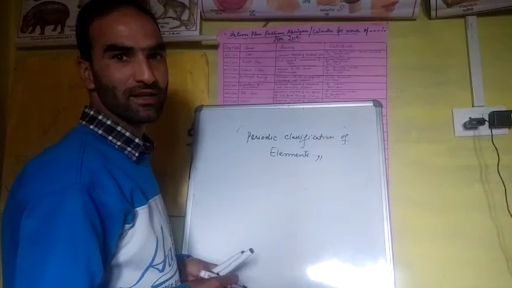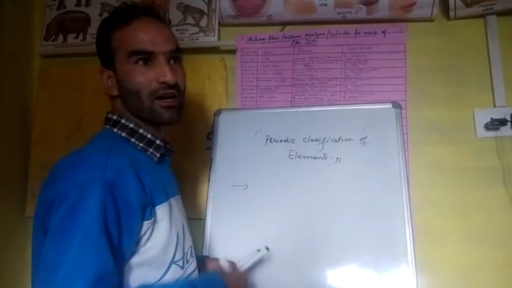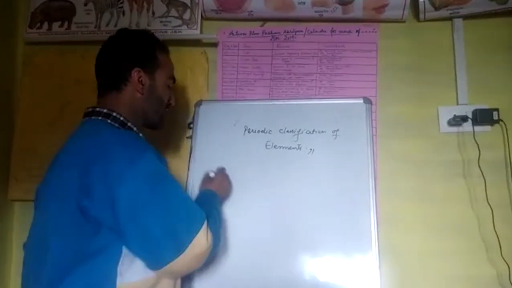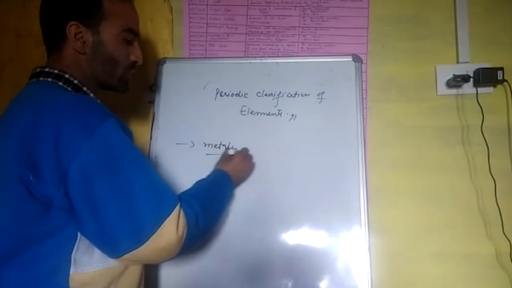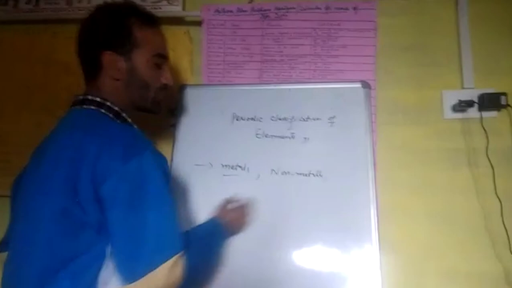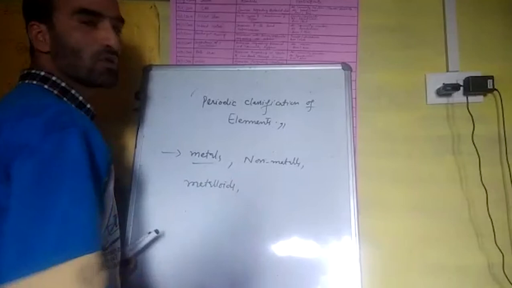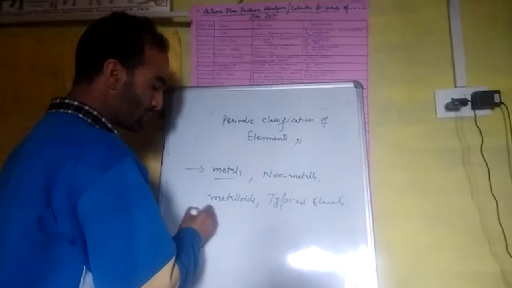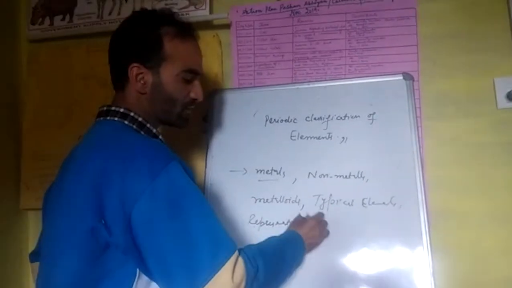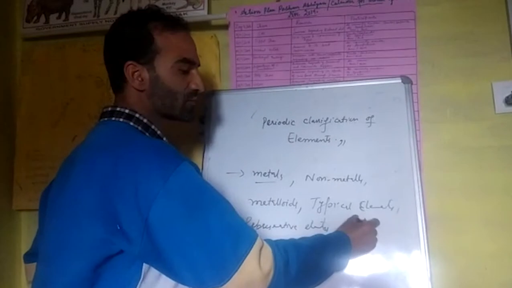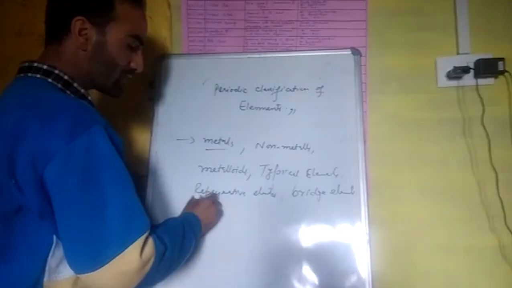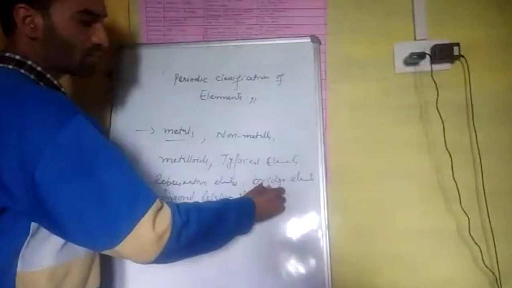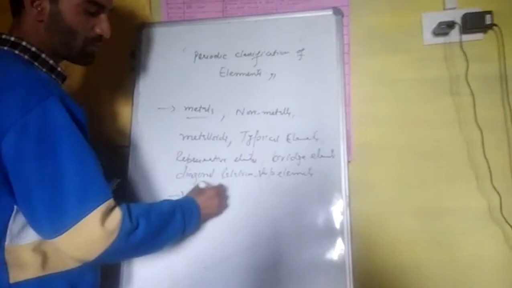This chapter will give us an idea about the description of elements, that some important terms can be explained in this chapter, like what are metals, what are non-metals, what are metalloids, what are typical elements, what are representative elements, what are bridge elements, what are diagonal relationship elements, and what are the S block elements, P block elements, D block elements, and F block elements.